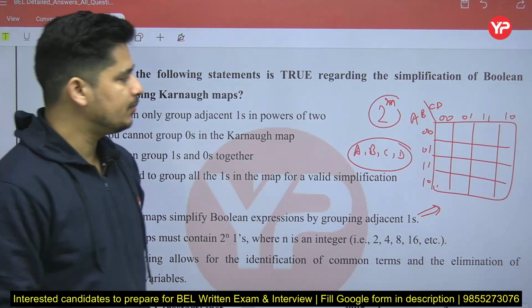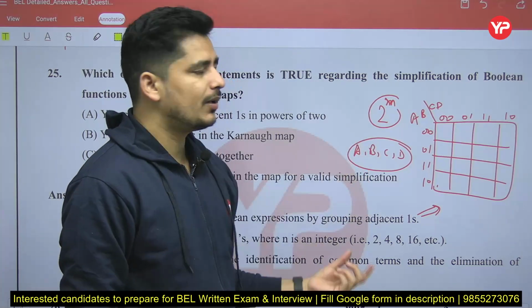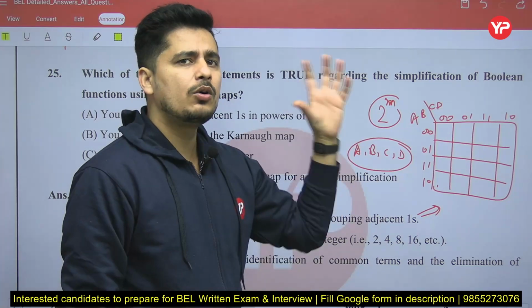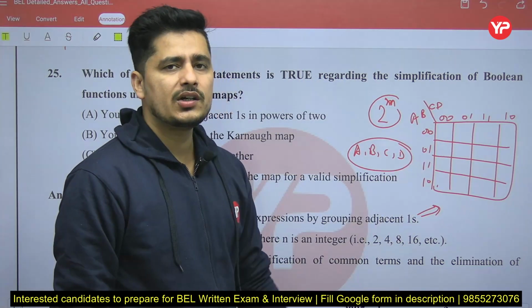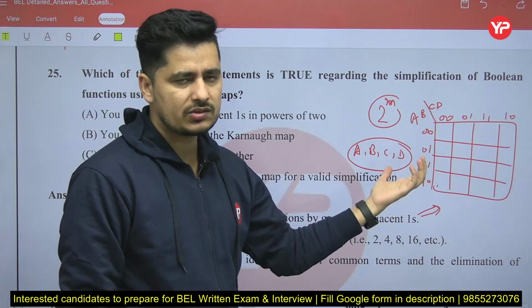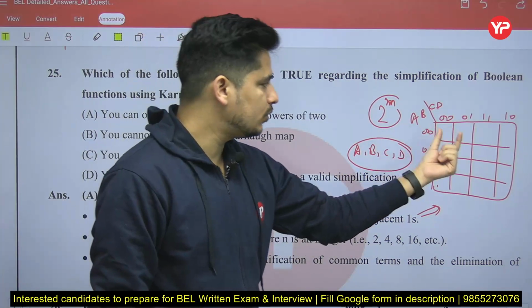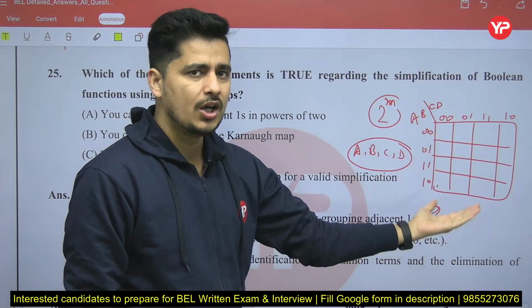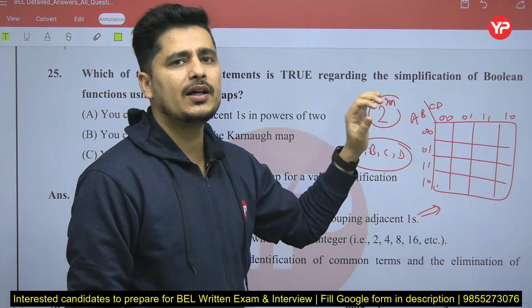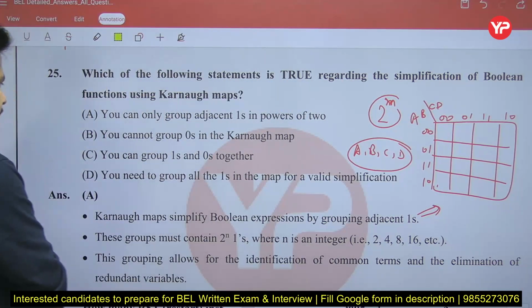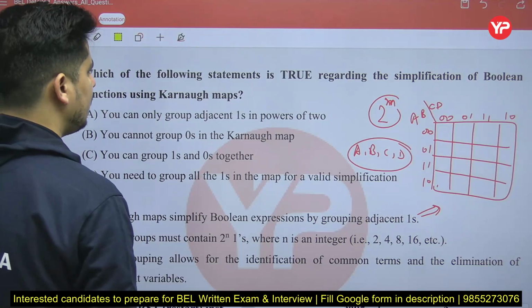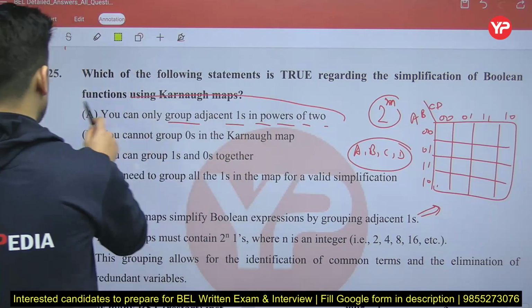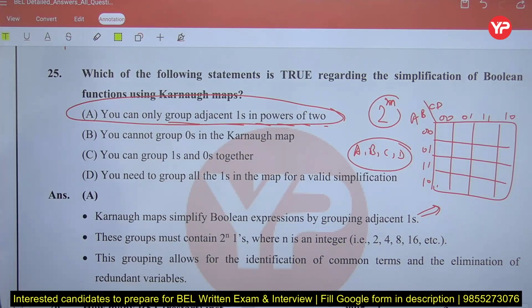In a 4 variable K-map, we first try to make a group of 16. If a group of 16 is not possible, then we go for 2 to the power 3, which means 8. We try to make a group of 8. If a group of 8 is not possible, then we move to a group of 4. If a group of 4 is not possible, then we go for pairs. So you can only group adjacent ones in powers of 2. So what will be the answer? A. We are making the groups in powers of 2.